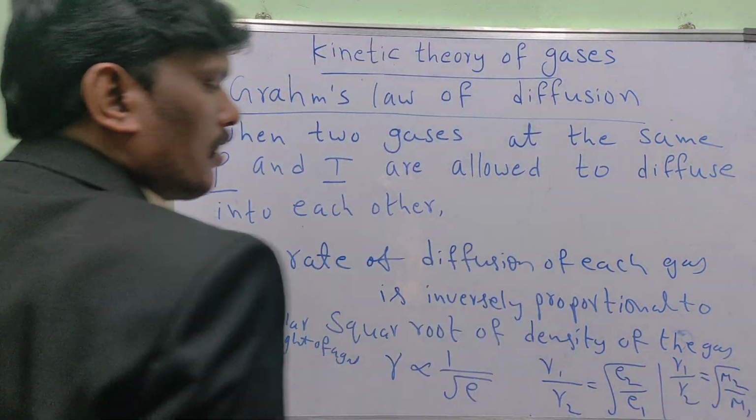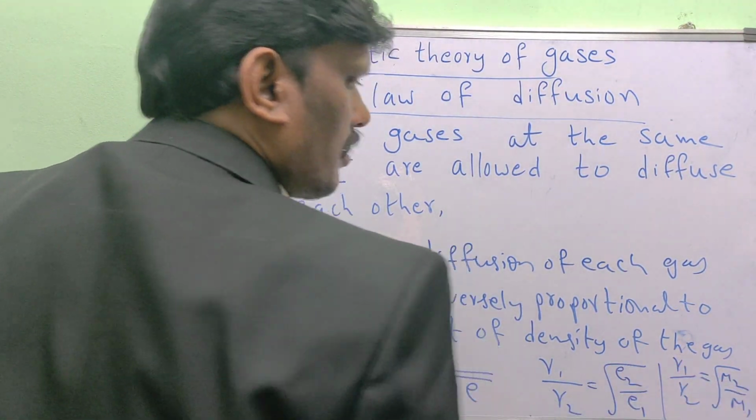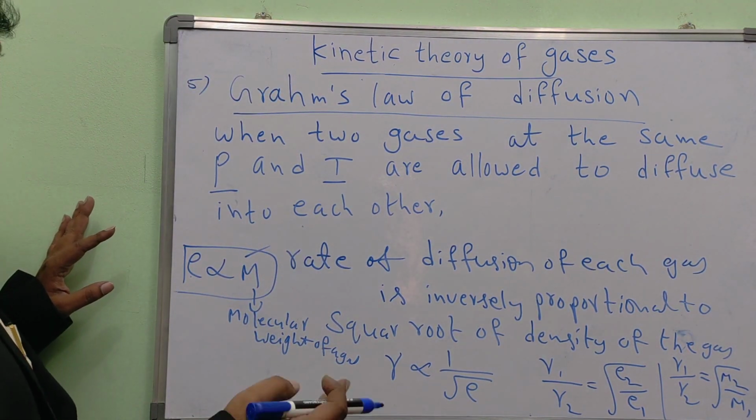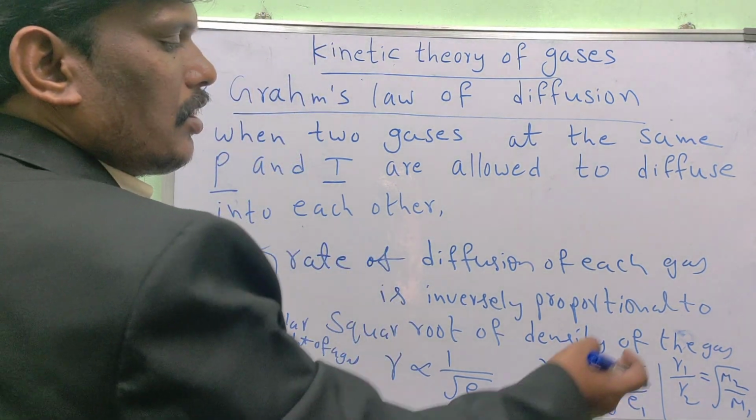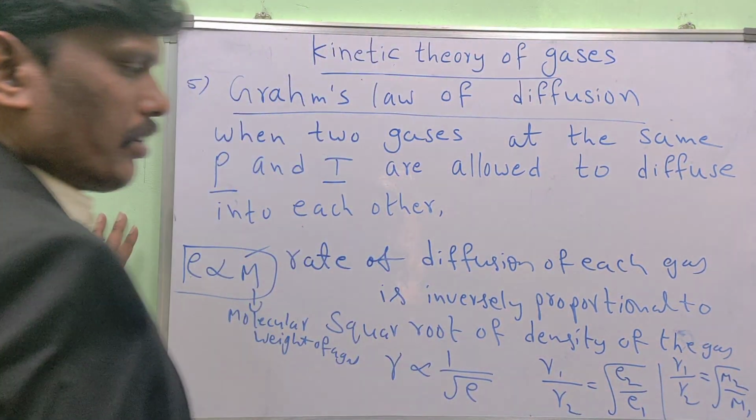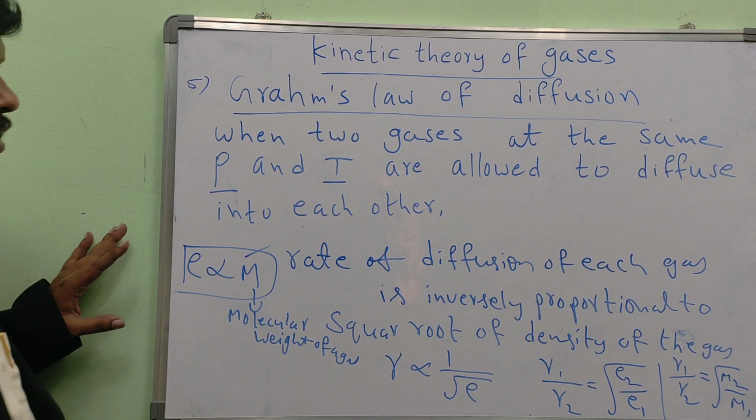This is the relation between rate of diffusion of each gas and their molecular weights. According to the given data, we are going to use R1 by R2 is equal to under root rho 2 by rho 1, or R1 by R2 is equal to under root M2 by M1. We are going to use it to solve the problems. Note down, students.